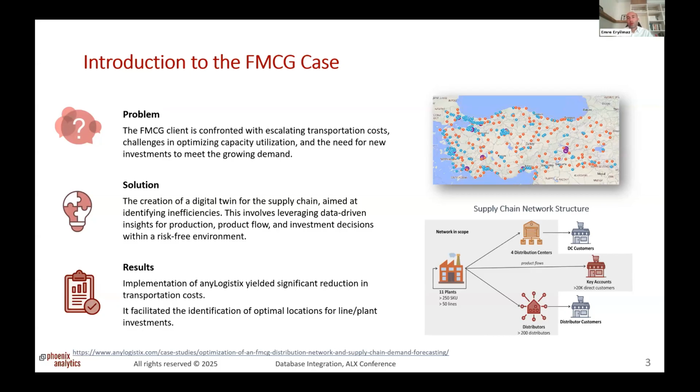So our solution is basically creating a digital twin for the supply chain that represents all different parts of the supply chain: plants, distribution centers, distributors, direct customers. And by using the data behind it, we want to reach data-driven insight. How can we make transportation cost lower if there is a different product flow than the existing one.